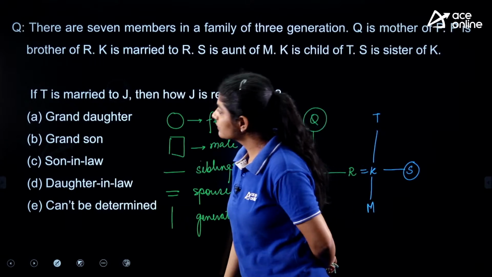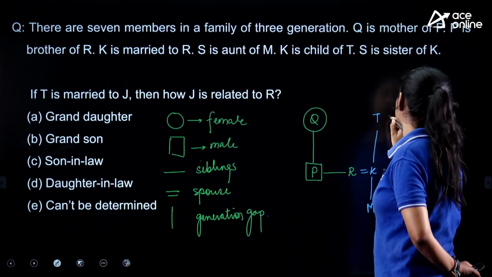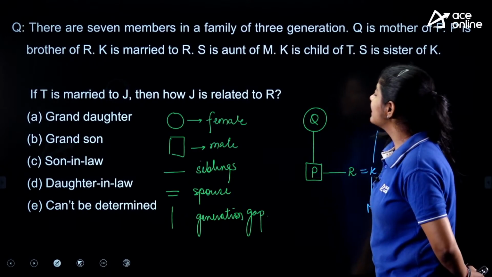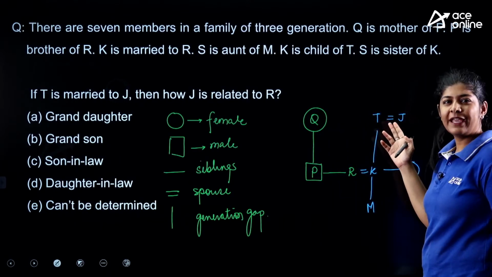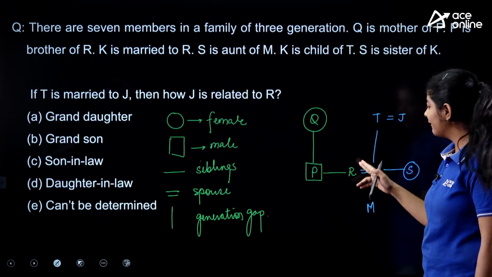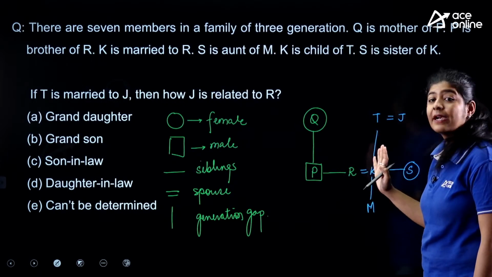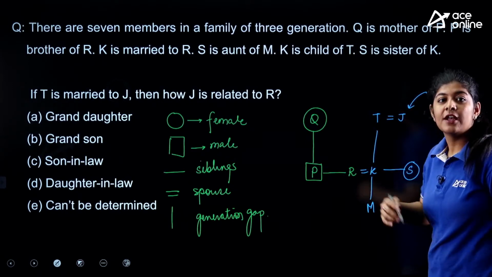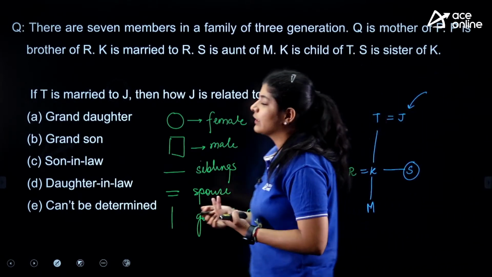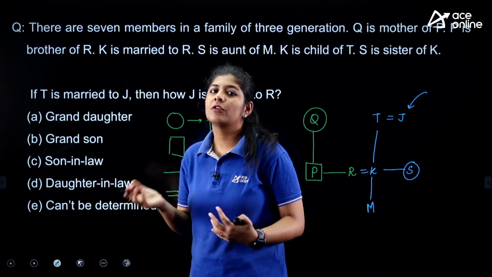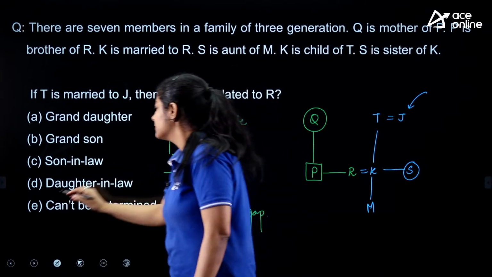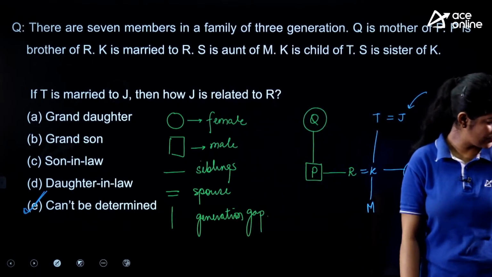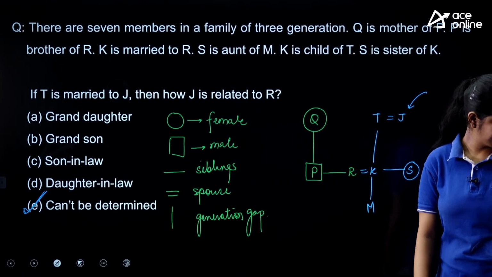First one: if T is married to J, then how is J related to R? Do we have the gender of J? No. Do we have the gender of R? It doesn't matter in this question, because we need to determine how J is related. Since we don't have the gender, we can't even say whether it is the mother-in-law or the father-in-law. So the simple answer is cannot be determined. The correct answer over here is cannot be determined.